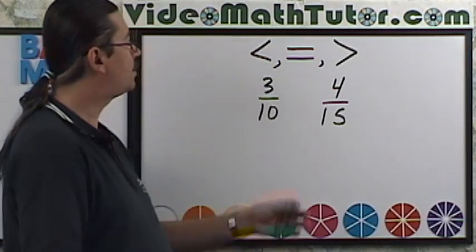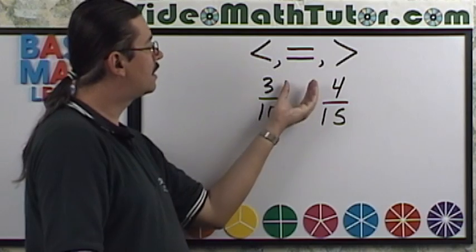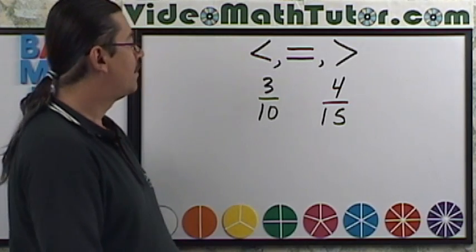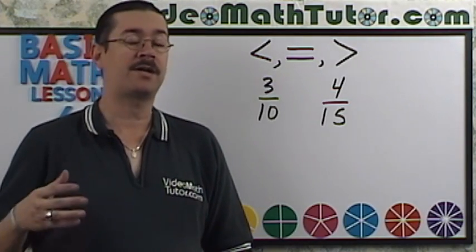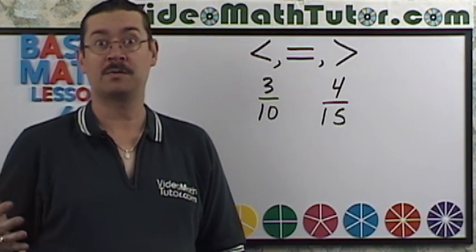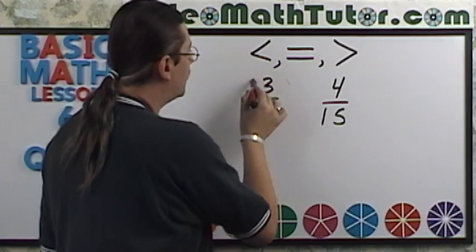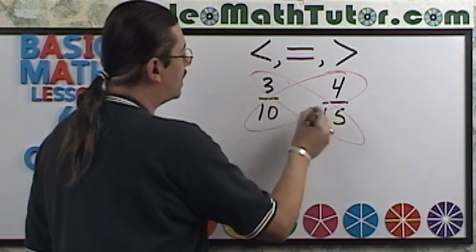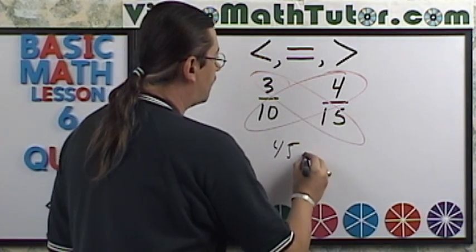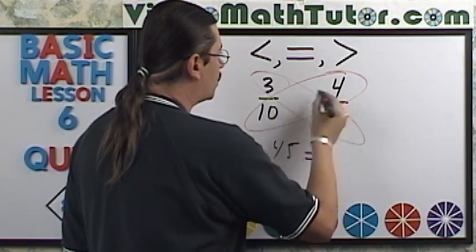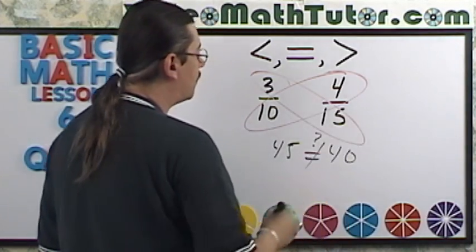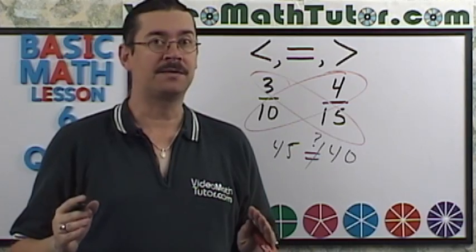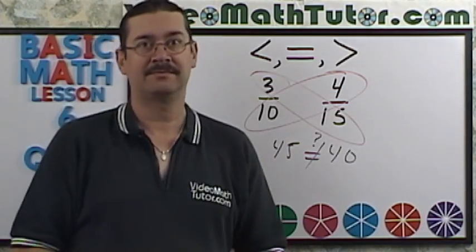Question number 8 wants us to put one of these 3 symbols in here to make this a true statement. Well, we have a rather slick way to see if 2 fractions are equivalent. We do a cross multiplication. So it's going to be this times this. Well, 3 times 15 is 45. Is that the same as 4 times 10 is 40? No. So we know they're not equivalent. So there's no equals. Let's check for the other 2 now.